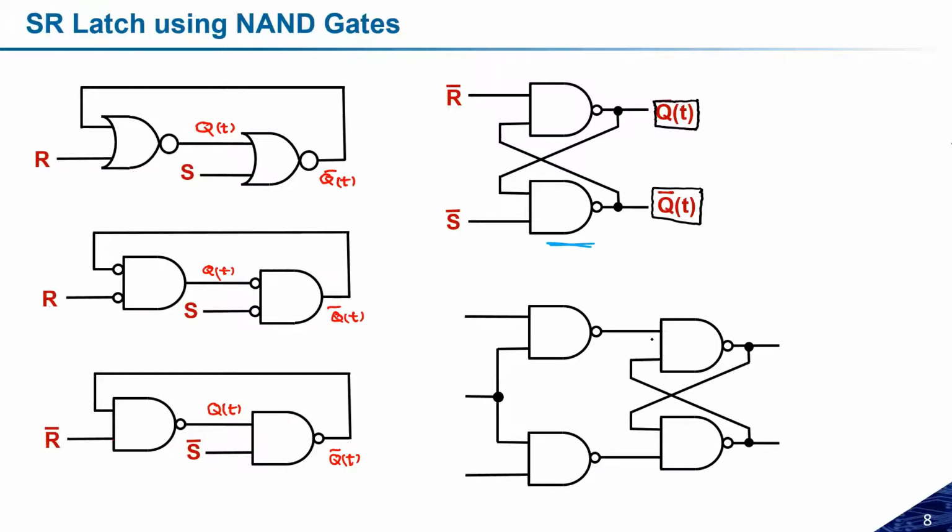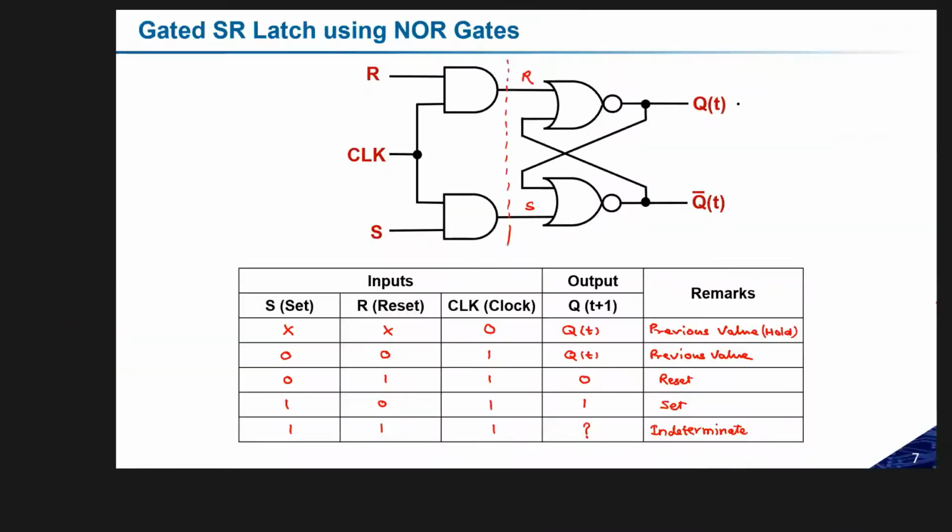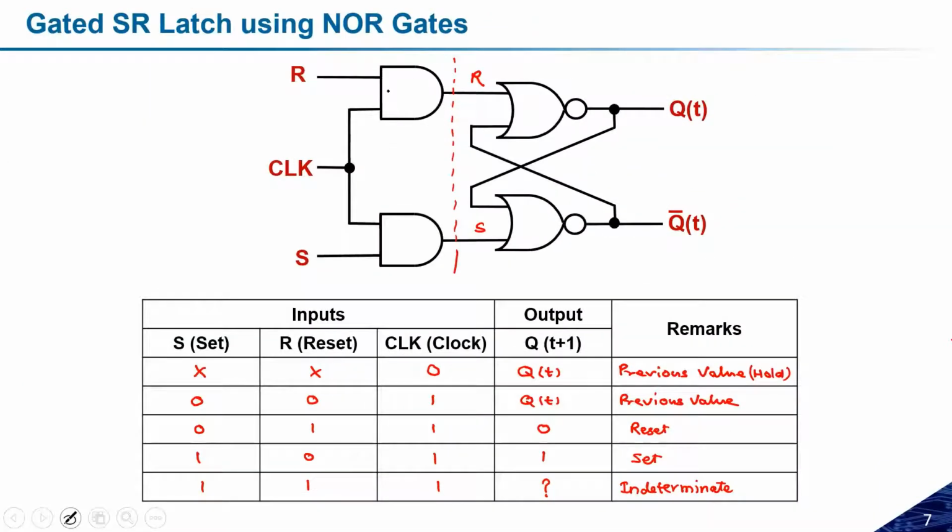NAND gate, simply because here I have an R complement and this bubble I have used. If we go back to the previous slide, I can tell you what we have done here. We have just connected an AND kind of structure. In this AND structure, one input is reset, one input is set, and one input is common, which is the clock. This is what we have already done.